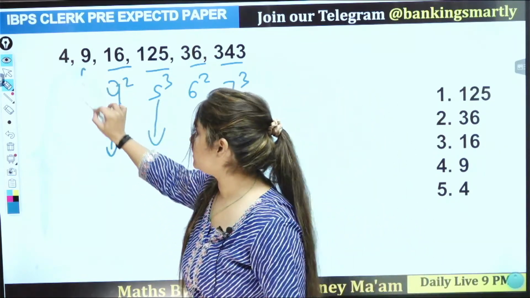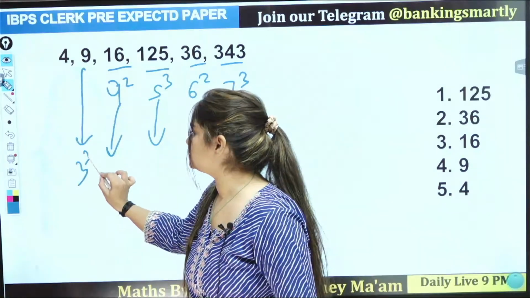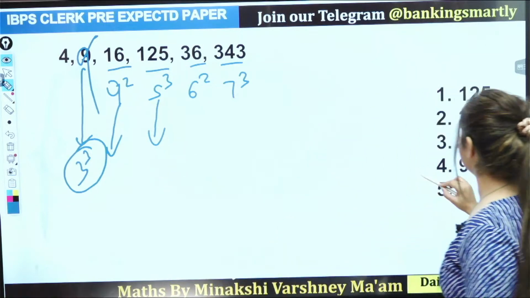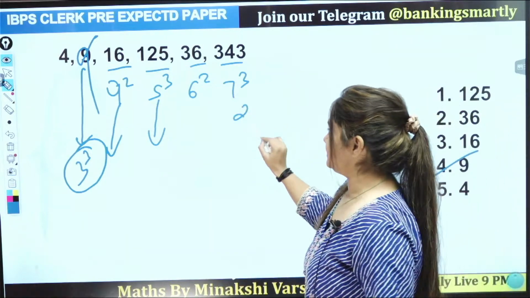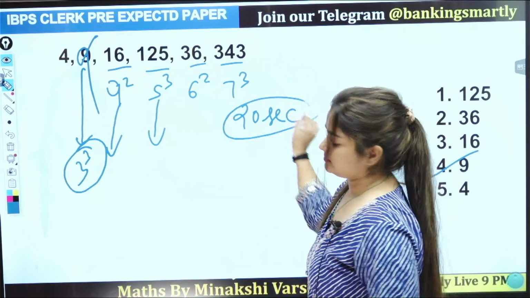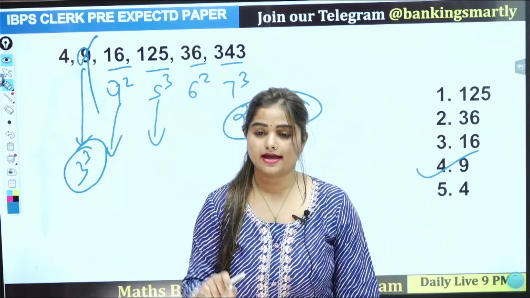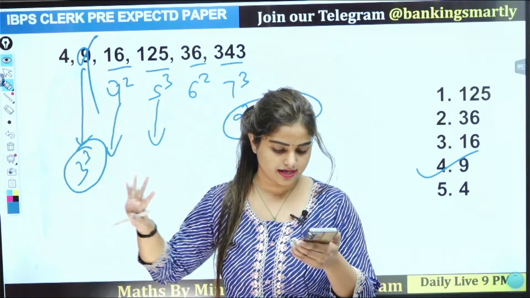So here the odd position follows cube. That means 3 cube should be the correct one, so 9 is wrong. Option number 4 is correct. Within 20 seconds you can do this in your examination. Today the arithmetic level is moderate and the rest is up to the exam level.